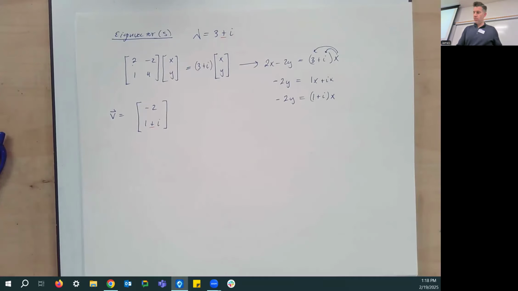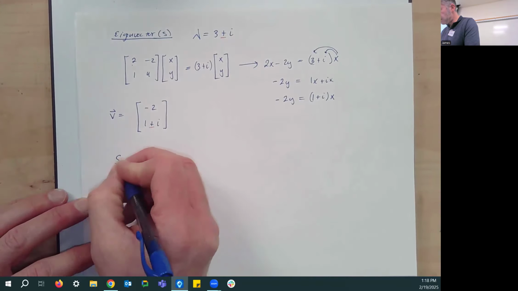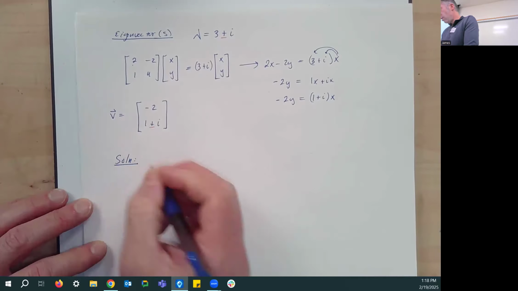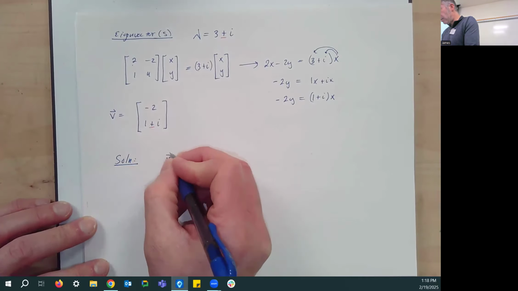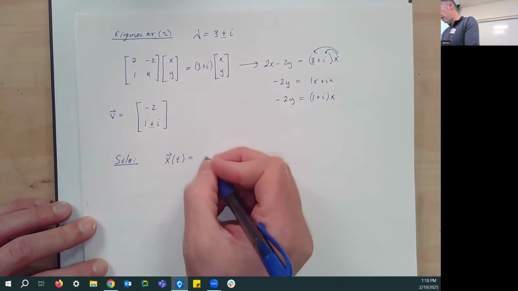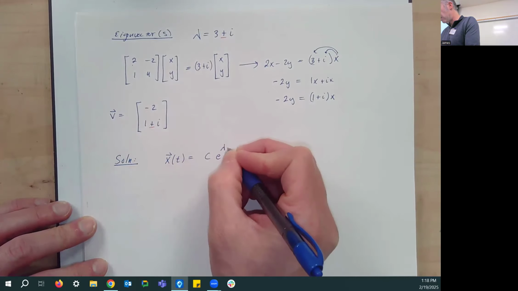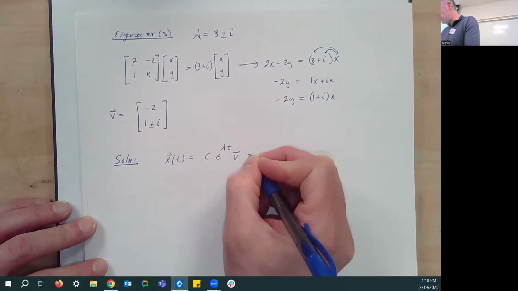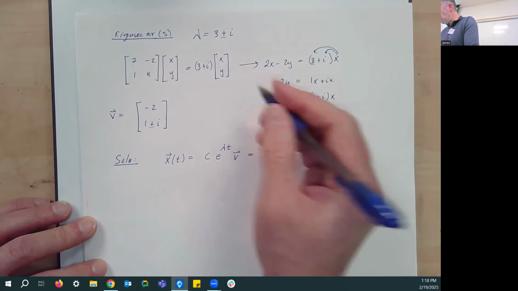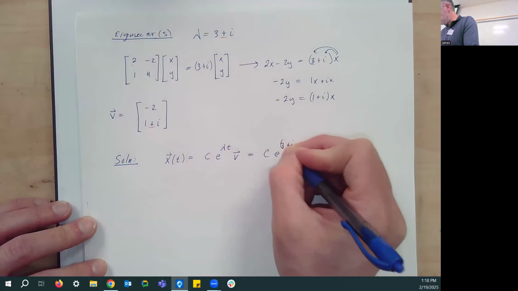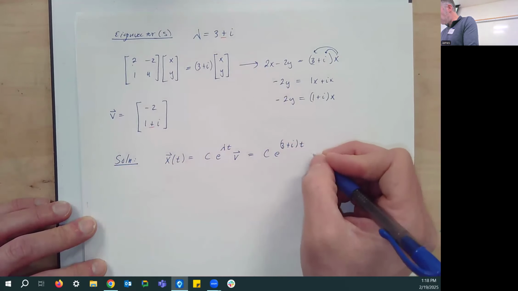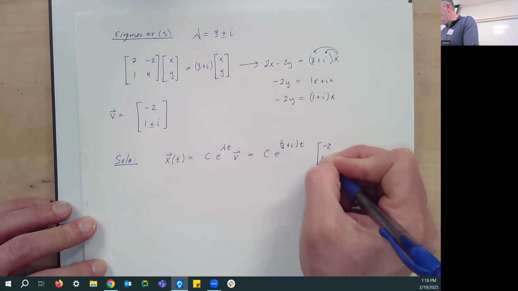Okay, so we've got our eigenvalue, we've got our eigenvectors. Now we're going to write our solution. So for the solution, it's going to be x of t is equal to, I like to write it as c e to the lambda t times v, which in this case is going to be c e to the 3 plus i times t times the vector v, which is negative 2, 1 plus i.